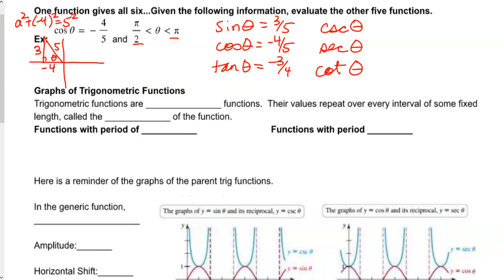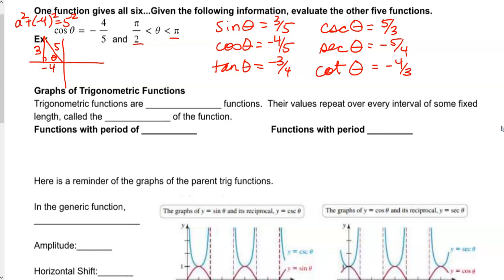And it's very nice from here on out. If you've got it, we just have to do reciprocals. So the reciprocal of sine is cosecant. That would give me 5/3. Just flip the fraction. This gives me -5/4, and this gives me -4/3, and voila, you are complete.